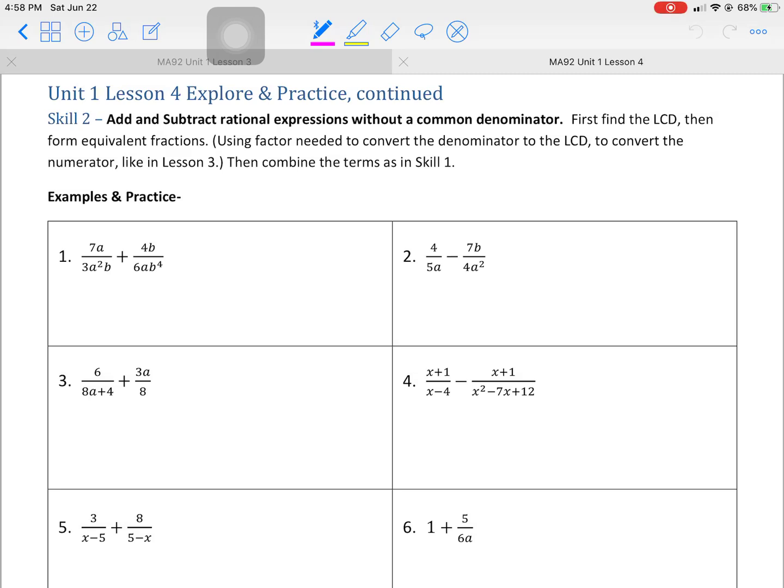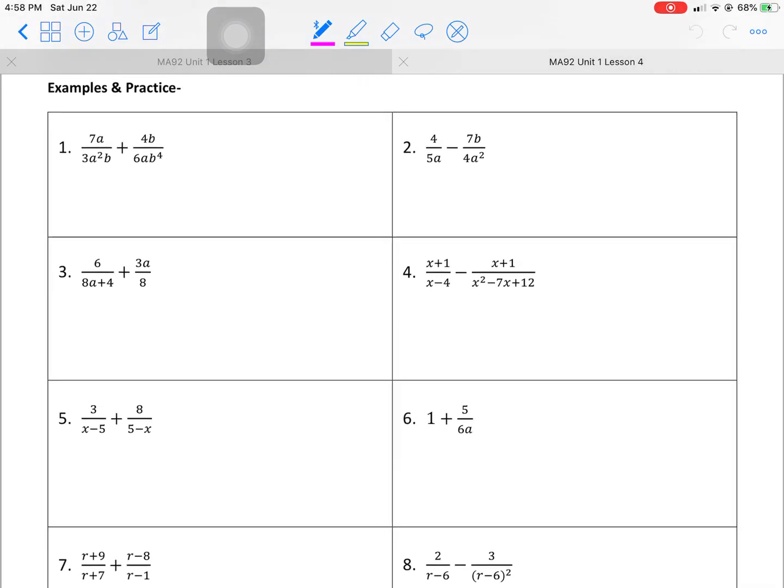All right, lesson 4, page 2. Let's add and subtract rational expressions without a common denominator. First, we find the LCD, form our equivalent fractions, and then combine.